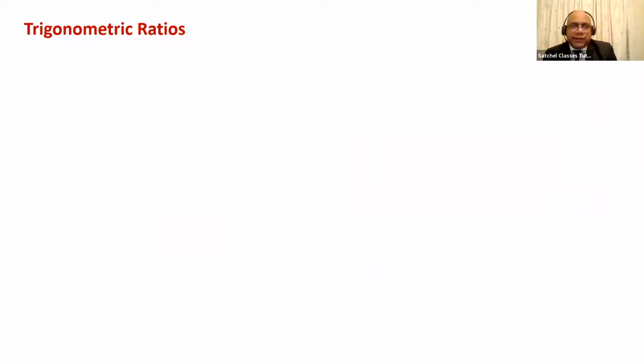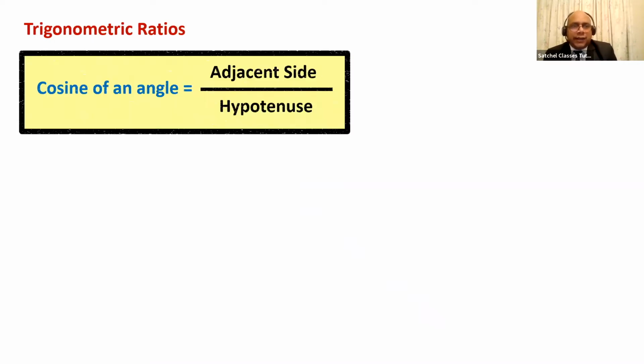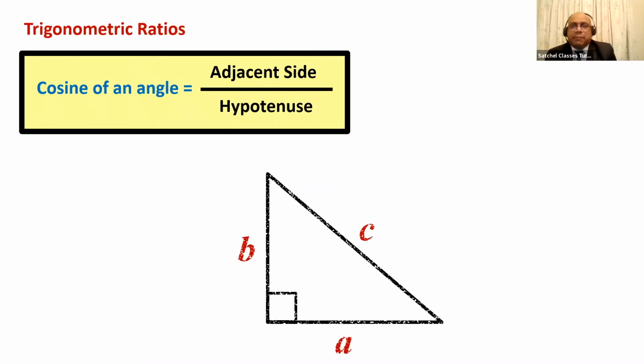Okay, let's come to the second trigonometric ratio, and that is cosine of an angle. Cosine of an angle is defined as the adjacent side divided by the hypotenuse. Let's come back to the same triangle. What about cosine of angle A? Now, which is the adjacent side to angle A?